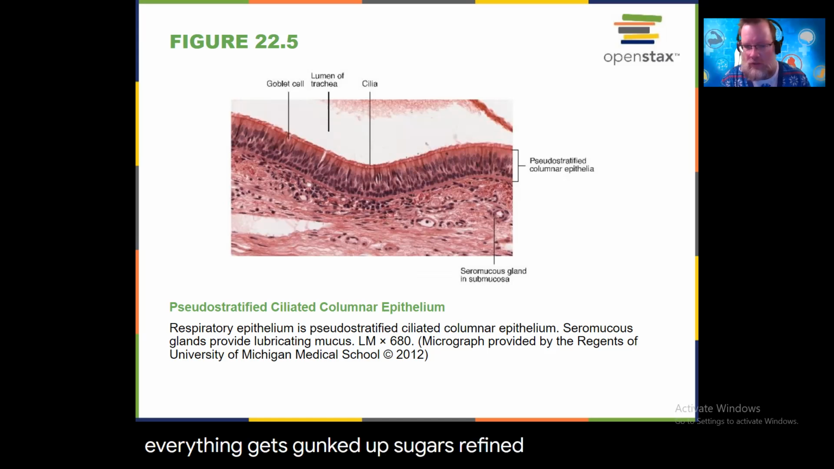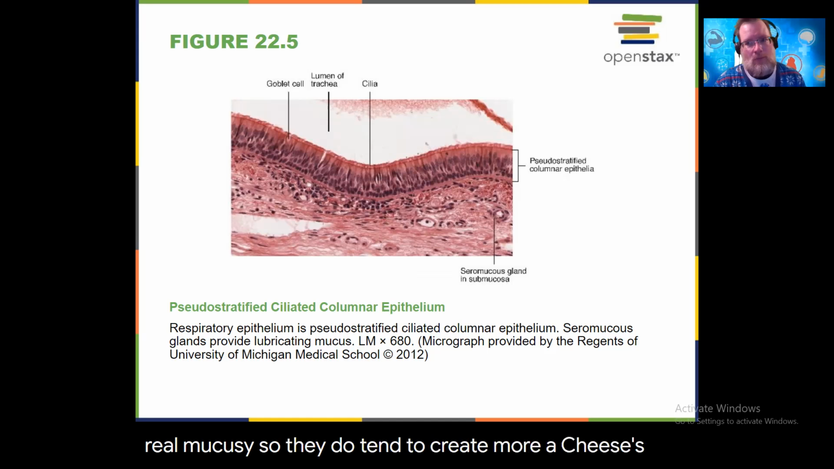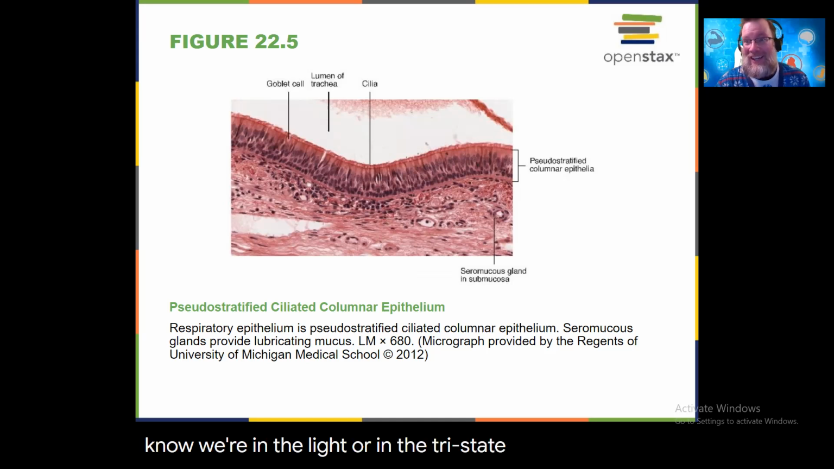Sugars, refined sugars, definitely do that. We see orange juices and milks. These are real mucusy, so they do tend to create more. Cheeses, I know we're in the cheese state, right? Dairy state: ice cream and cheese and yogurt.